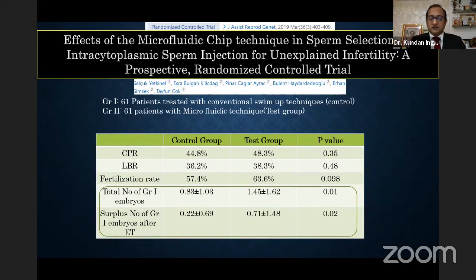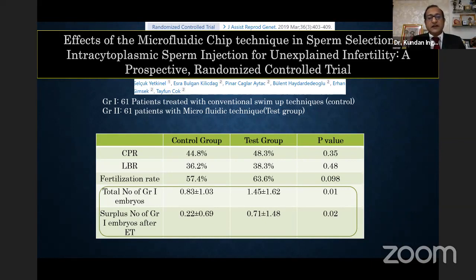Now, other sperm selection techniques, can they really help whenever we come across a higher DNA fragmentation index? This is one technique that is a big favorite of our embryologists, which is the microfluidic chip technique in sperm selection, especially in ICSI for unexplained infertility. Here, in group 1, 61 patients were treated with the conventional technique, those were controls, and in another group, 61 patients had a microfluidic technique used for sperm selection.